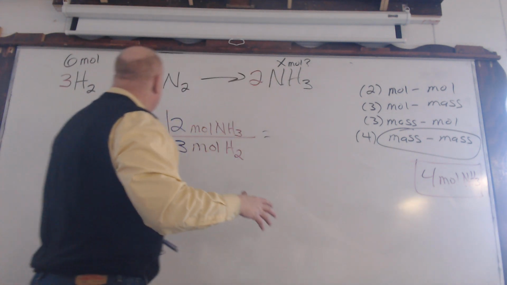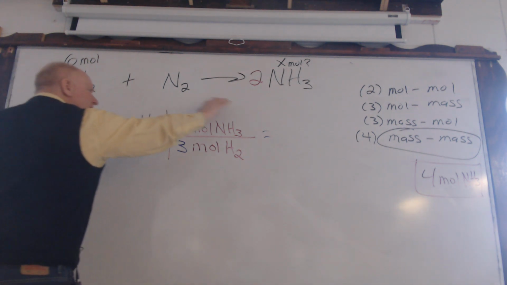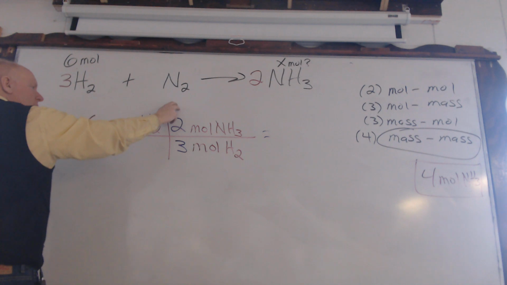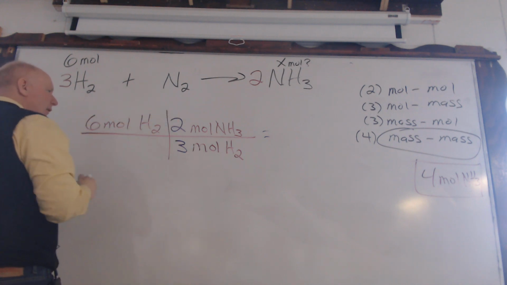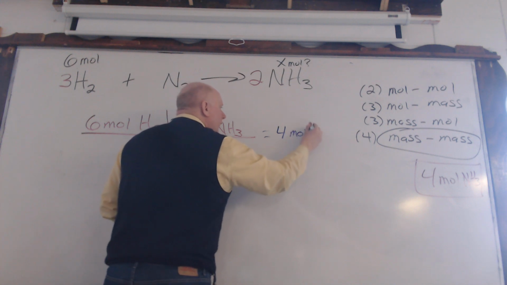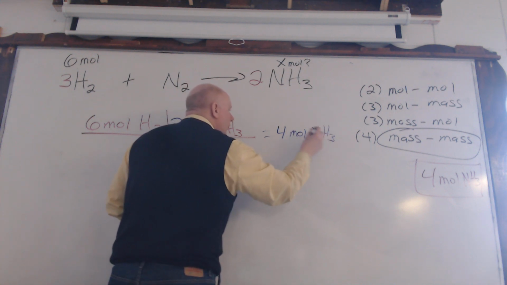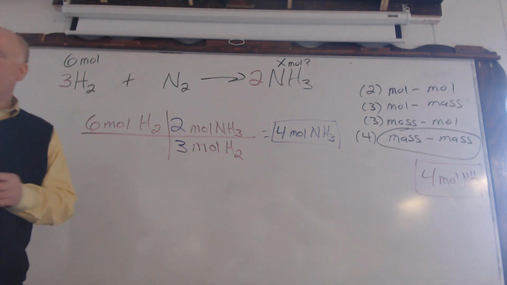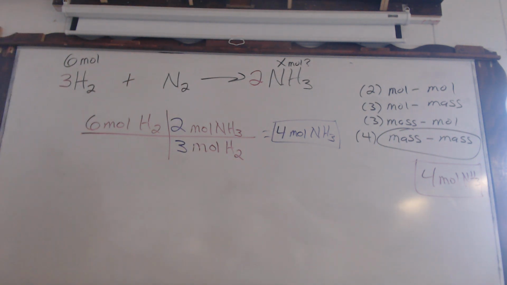Otherwise, remember, if something is next to each other, you multiply. 6 times 2 is 12. 12 divided by 3 gives you 4 mole of ammonia. Okay? Now, this will be really, really important when we get to limiting reactants.